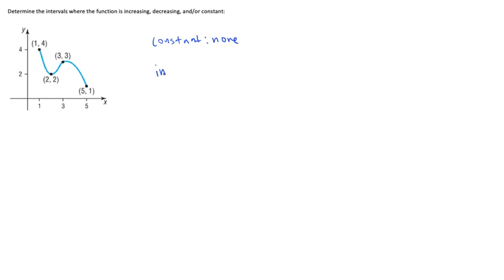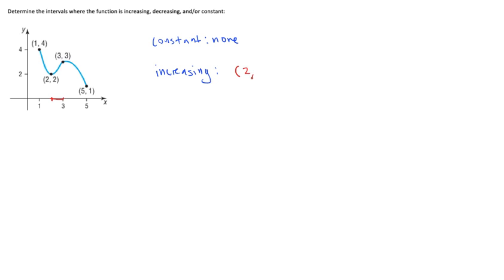But what about increasing? In order for a function to be increasing, once again, let's denote it this way. From this point here to this point, the y values are getting larger. Now, how do we give the answer, though? We give the answer in terms of the x intervals, right? So as x goes from 2 to 3, the y values are getting larger.